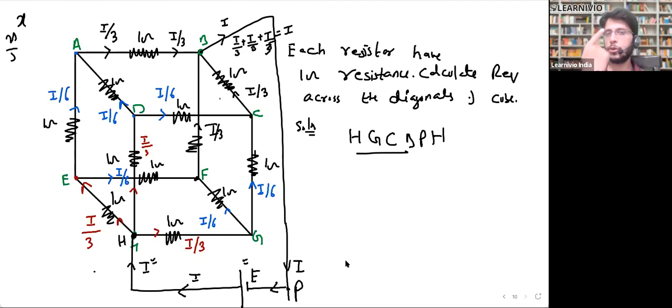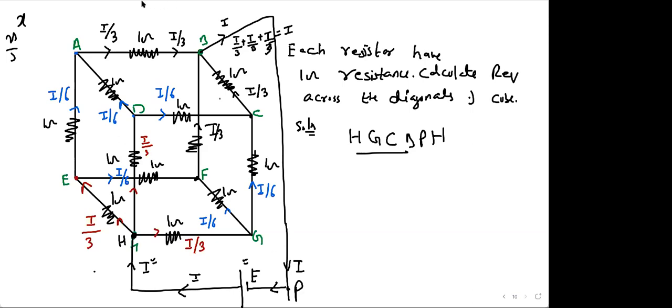You just have one variable, you need one equation. Take this loop HGCBP, and somewhere in your notes, write that while calculating R equivalent, we will always take the loop having the cell. If you don't take the loop having the cell, then your problem will not get solved, because to solve this problem you need the ratio of E and I. So the equation should have E. Note it down and highlight this statement that your loop should always have the cell. See, these are all examples of NCERT.